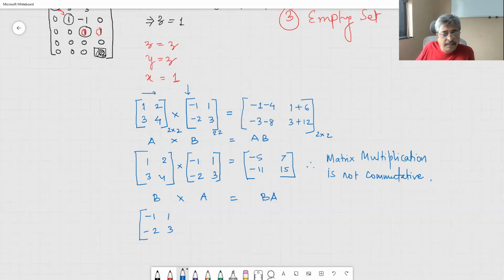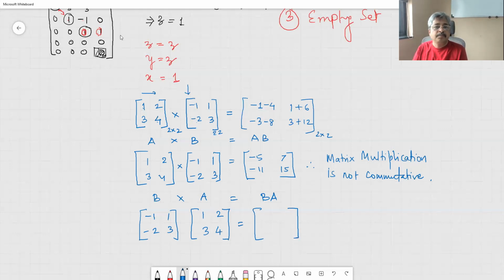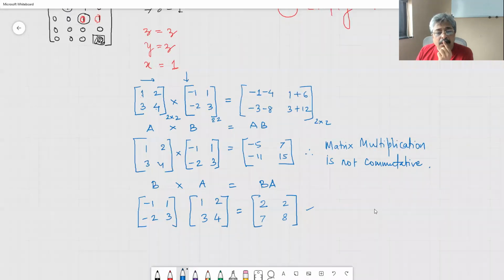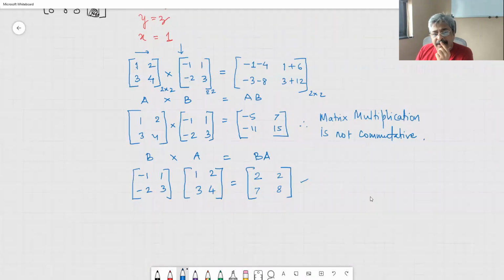Minus 2, 3. 1, 2, 3, 4. Row into column. So BA is 2278 and AB is minus 5, 7, minus 11, 15. Therefore, AB is not equal to BA. Therefore, it is not commutative.